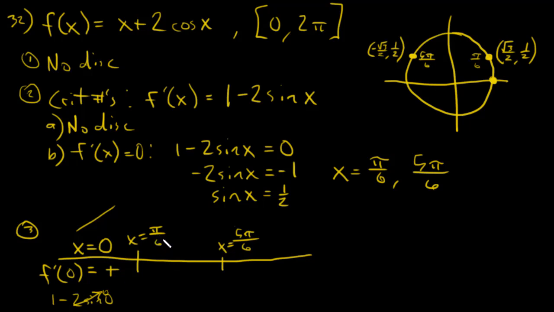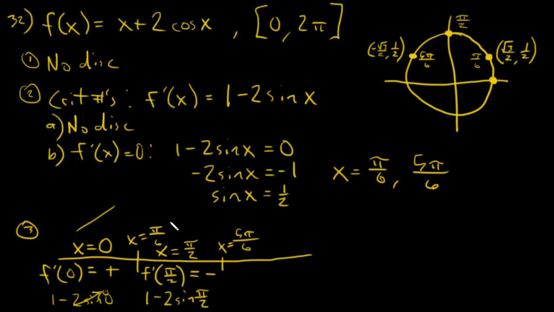Now I need a value between pi over 6 and 5 pi over 6. So somewhere in here, I like this one an awful lot. This is going to be pi over 2. So let's do x equals pi over 2. And when we do that, we're going to get f prime of pi over 2. And so I'm going to get 1 minus 2 times the sine of pi over 2. Well, the sine of pi over 2 is the y value at pi over 2, and that is a positive 1. So this becomes 1 minus 2 times 1, which is negative.